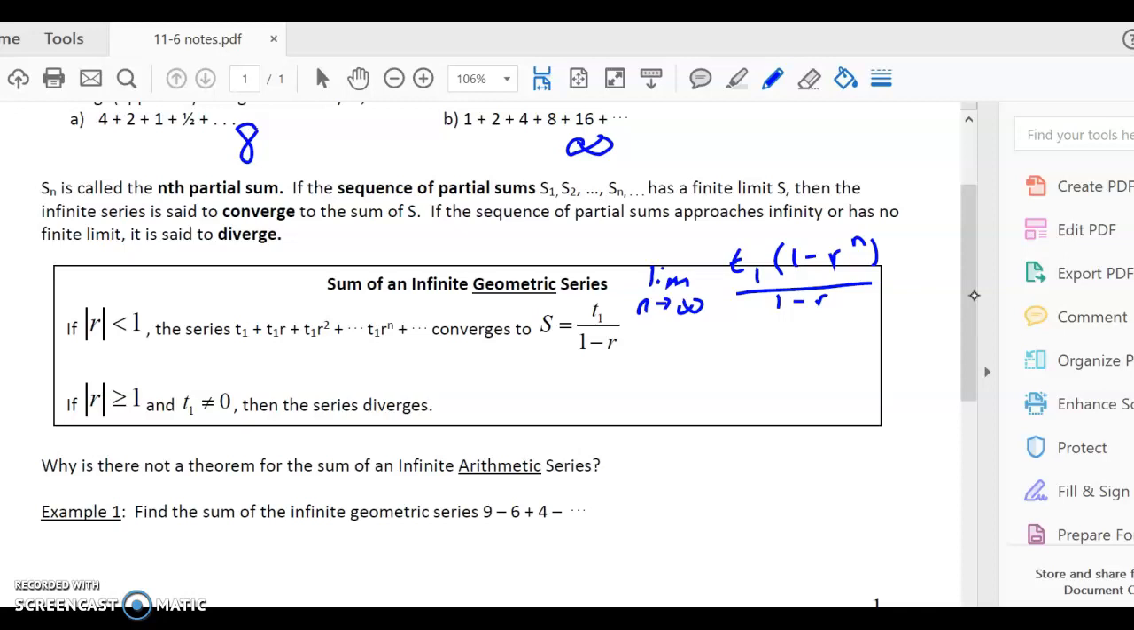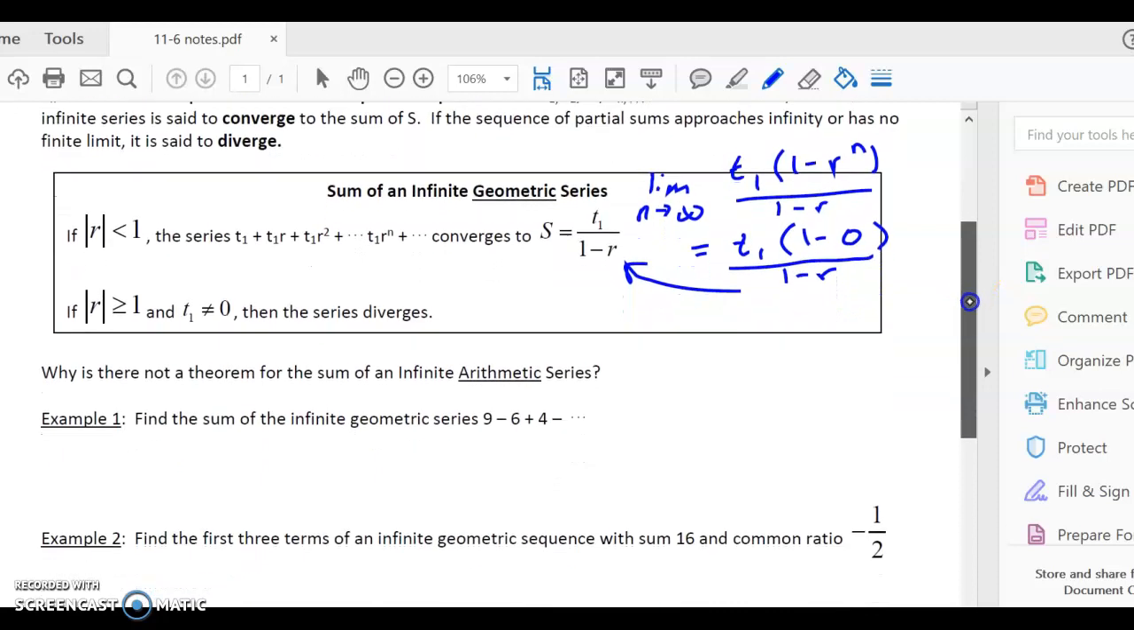Well, what happens is, as n gets really large, think about it. If the absolute value of R is less than 1, and you're taking a small number to the nth power, it's going to be practically 0. So then you can see that 1 minus 0 is just 1, and then you end up getting the shortened version. So this only works when the absolute value of R is less than 1.